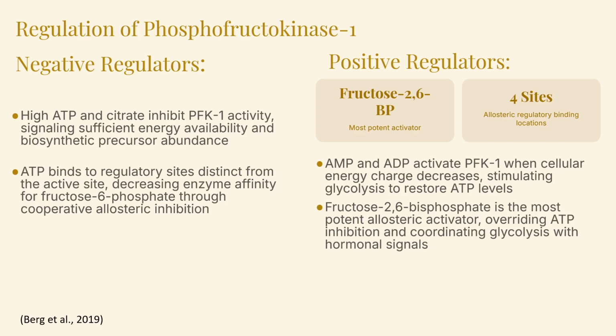ATP acts as the allosteric inhibitor of PFK1. Importantly, ATP does not only bind to the enzyme's active site where the reaction occurs, it also binds to separate regulatory sites. When ATP binds to the regulatory site, it changes the enzyme's shape and reduces its affinity for the substrate fructose 6 phosphate. As a result, glycolysis slows down because the cell does not need to produce additional ATP.